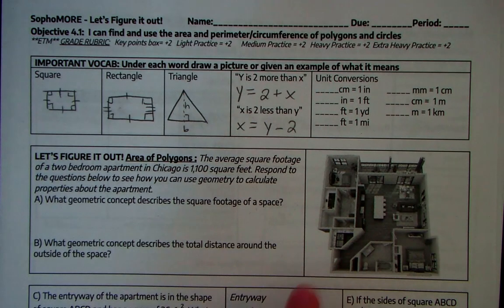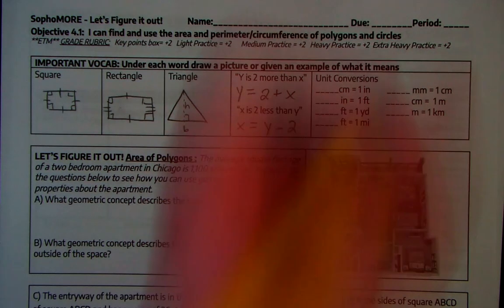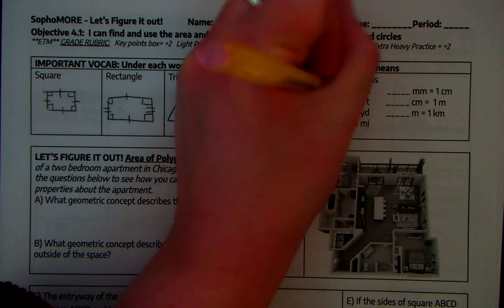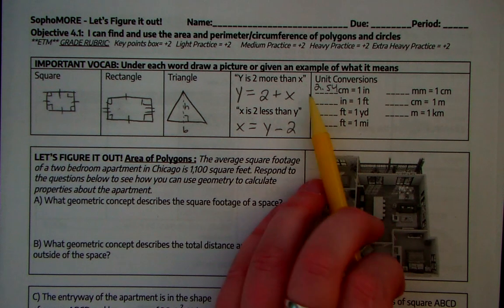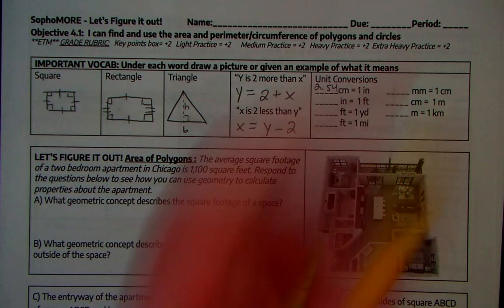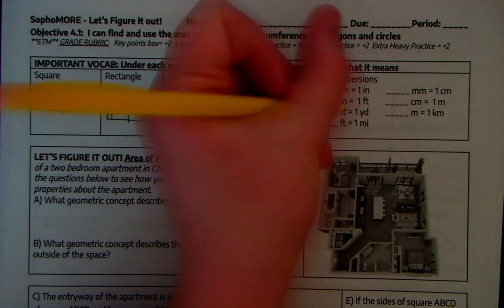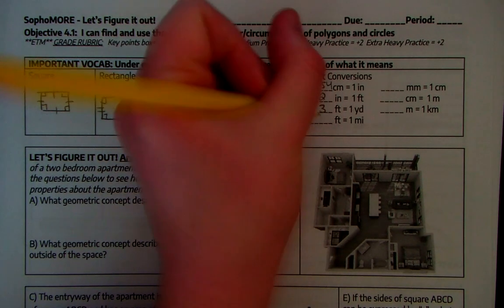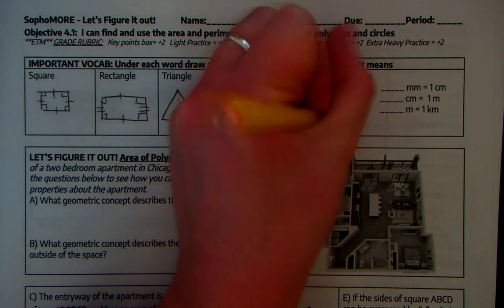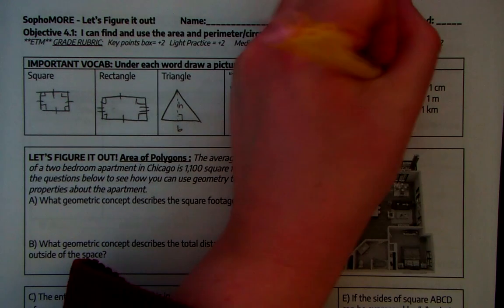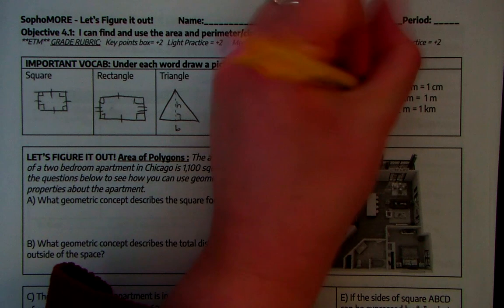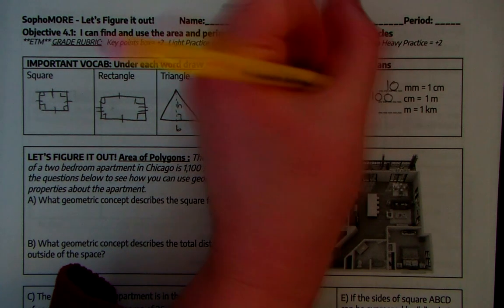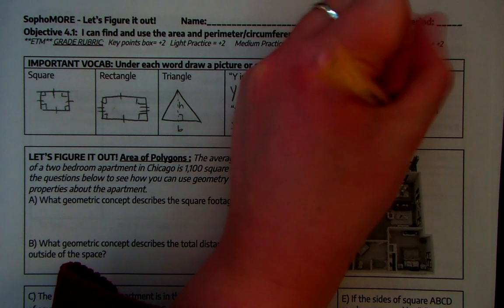Okay, and then we're going to deal with unit conversions. Just going to fill in some of these units of measurement. So there's 2.4 centimeters in every 1 inch. There are 12 inches in 1 foot. There are 3 feet in 1 yard. There are 5,280 feet in 1 mile. There are 10 millimeters in 1 centimeter. There are 100 centimeters in 1 millimeter. And there are 1,000 meters in 1 kilometer.